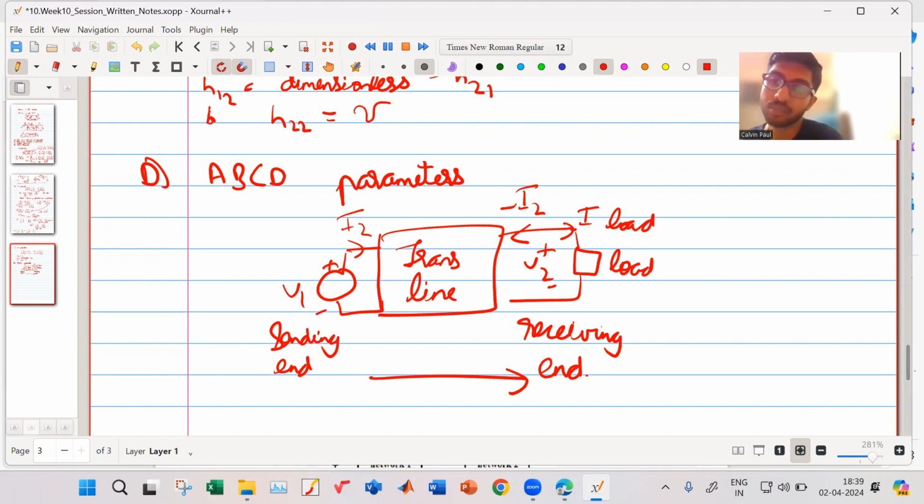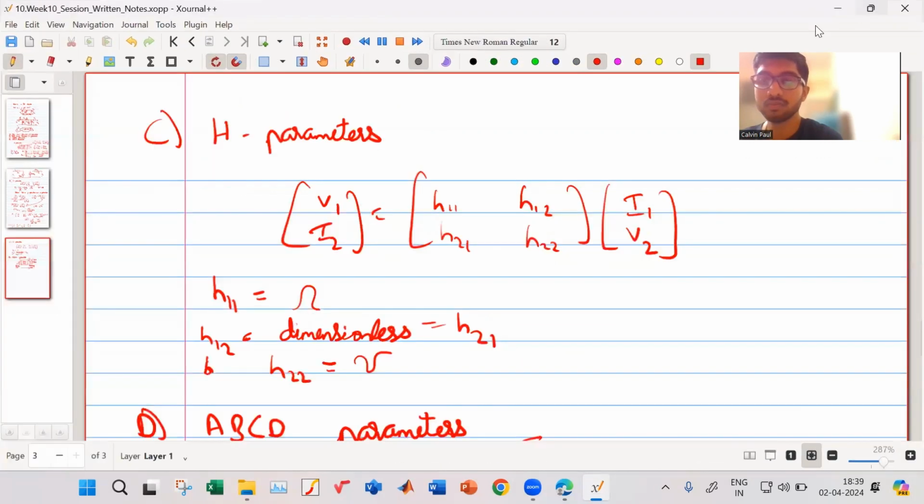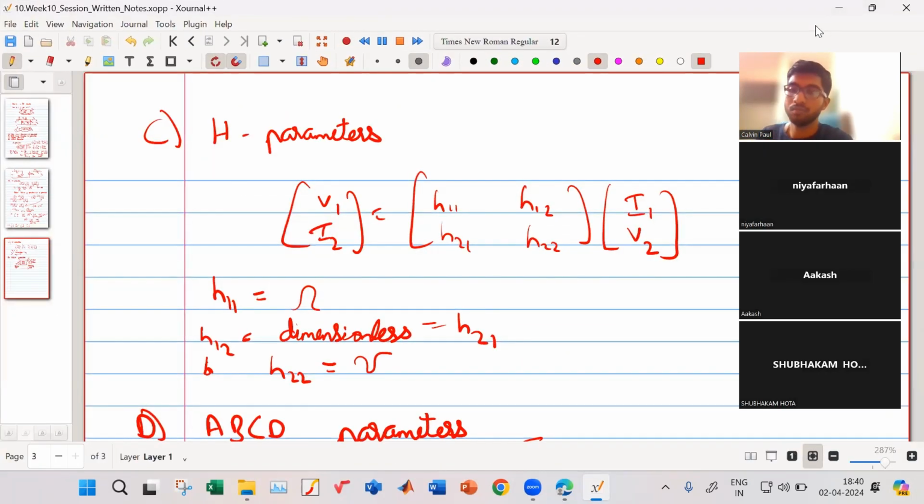ABCD parameters are widely used in power systems. How many of you have studied power systems till now? Not yet. Oh, you're the one in second year? Yes, sir. You guys have not studied power systems? Yes, sir, I am studying power systems. Okay, so have you studied ABCD parameters? Yes, sir. So what?